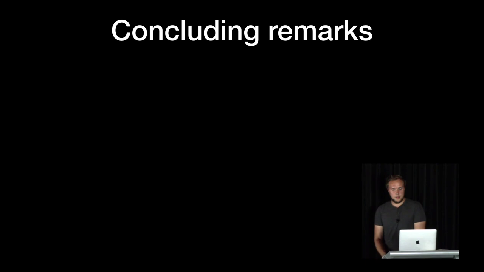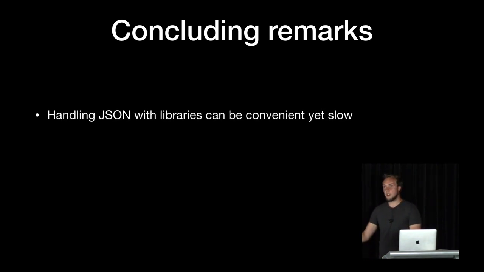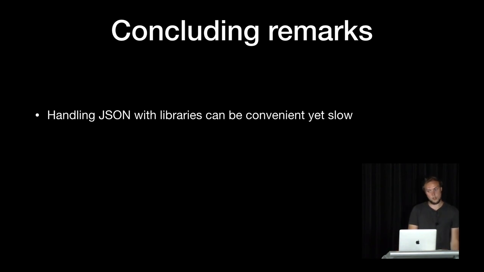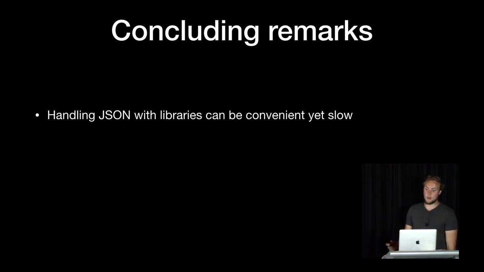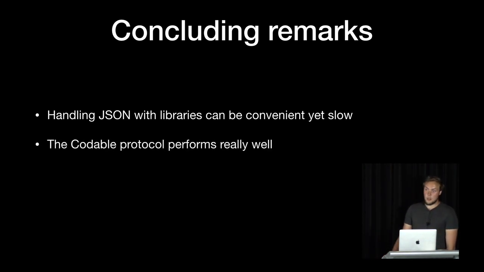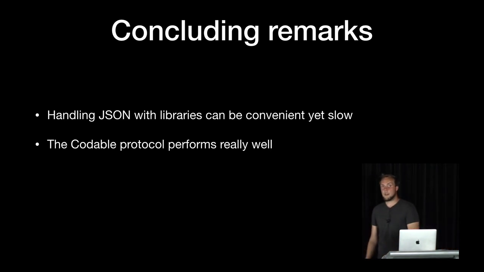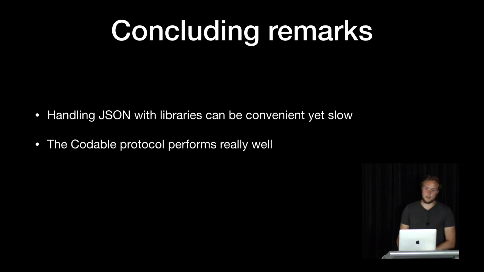Some concluding remarks. One thing I really learned is that handling JSON with libraries can be really convenient, but if you don't watch out, it could be really slow, especially with big data sets. And the built-in stuff is actually quite good. Especially the Codable protocol performs really well. It's quite easy to set up, apart from the few caveats that are in there, like the date one.